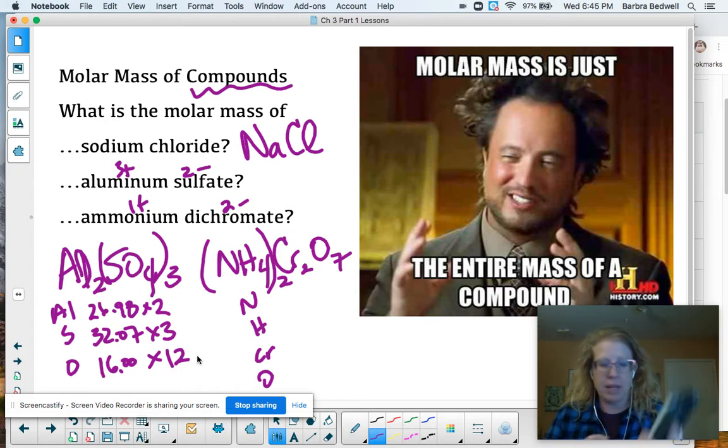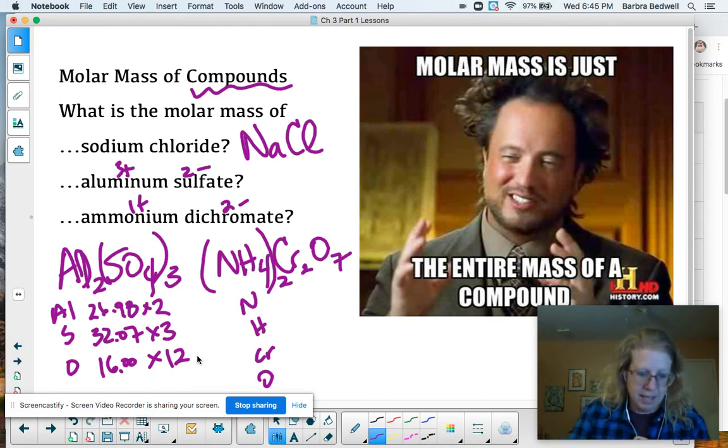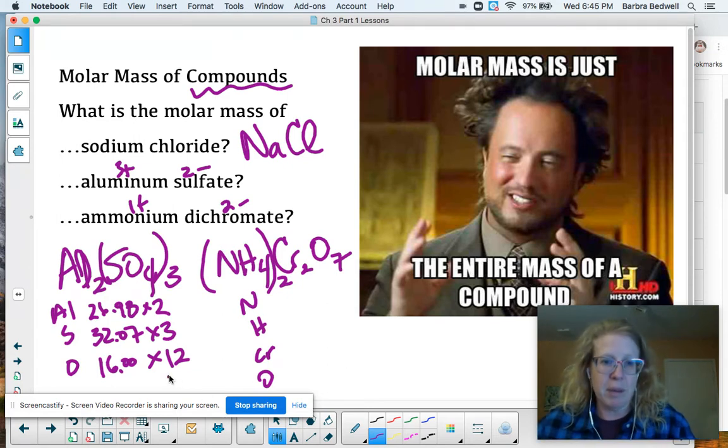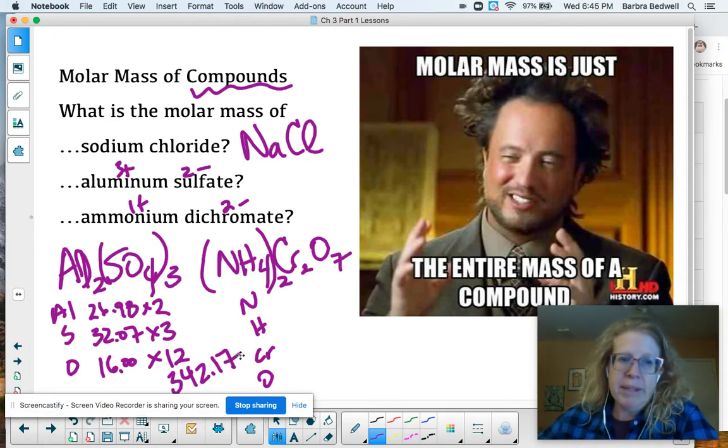If you had a big calculator like this, 26.98 times 2 plus 32.07 times 3 plus 16 times 12. And we get this combined mass. It's a big number, 342.17. So sometimes students ask me, well, what about sig figs in this?